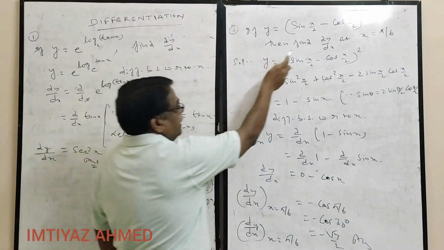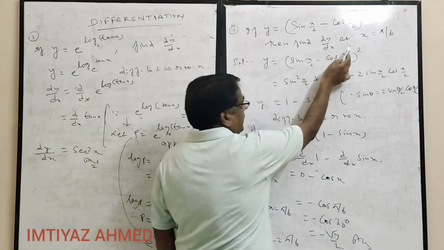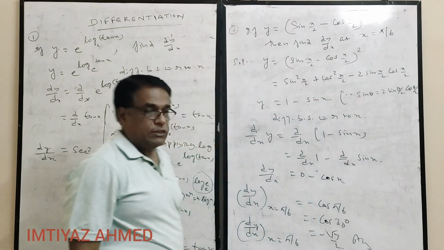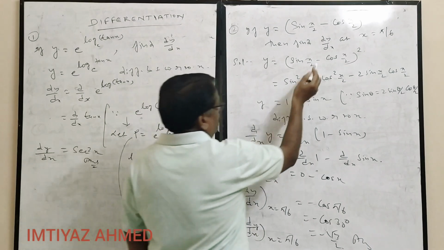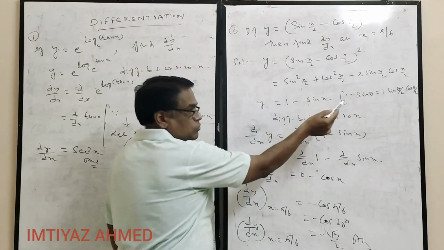If y is equal to (sin x by 2 minus cos x by 2) whole square, then find the value of dy by dx at x is equal to pi by 6. So what we have done, first we have applied the formula (a minus b) whole square, that is a square plus b square minus 2ab.